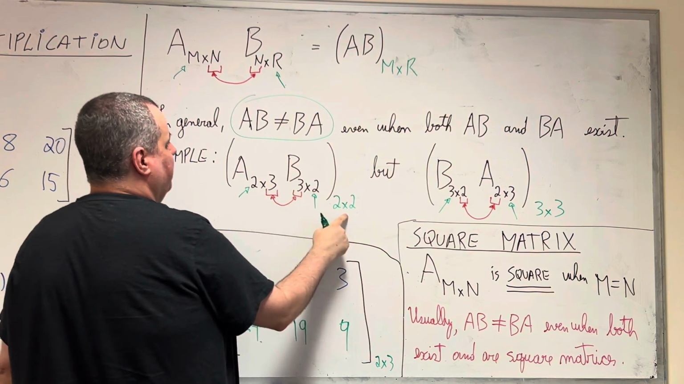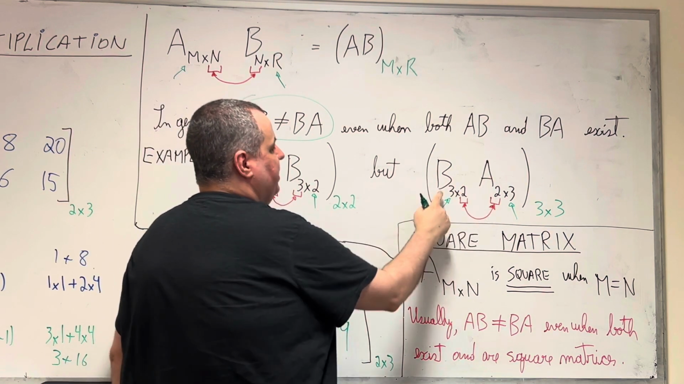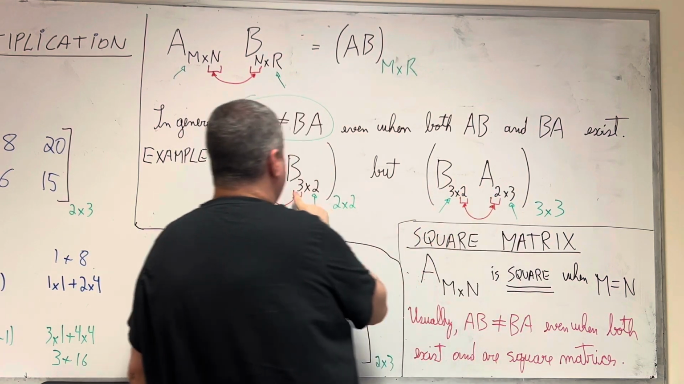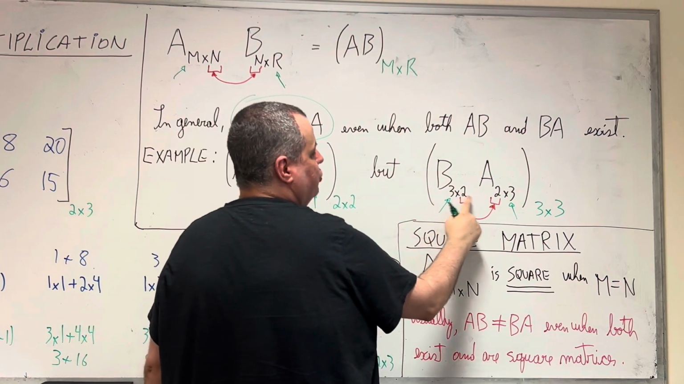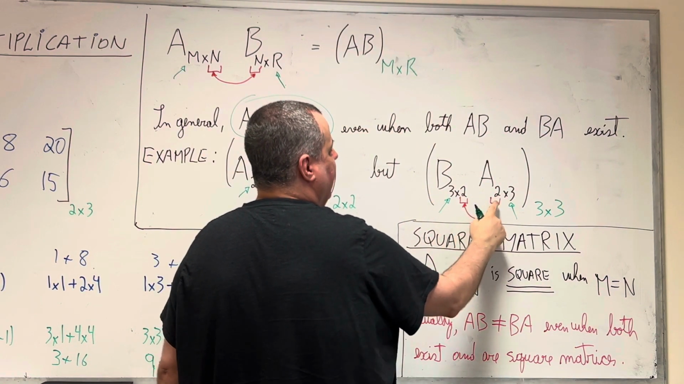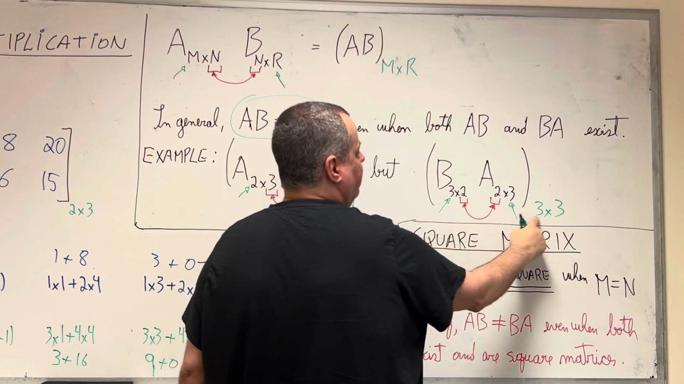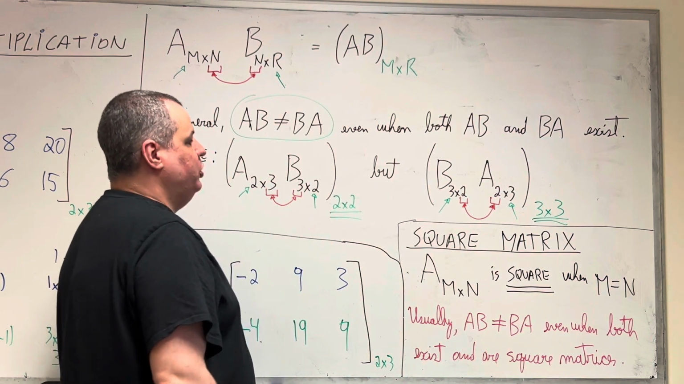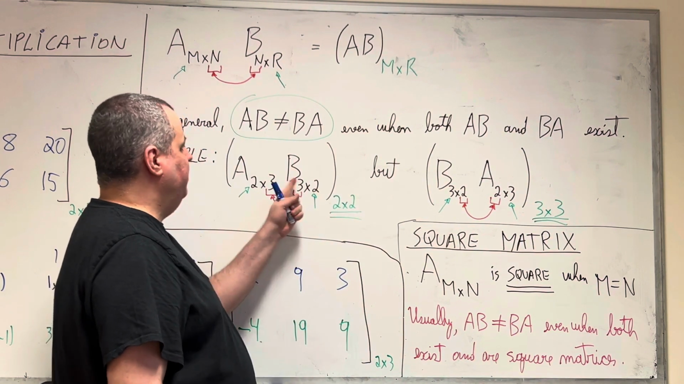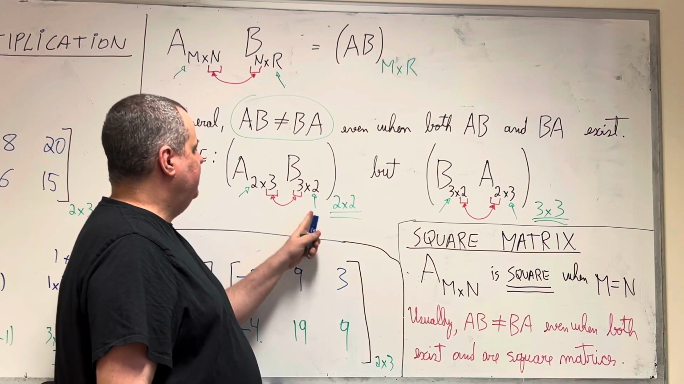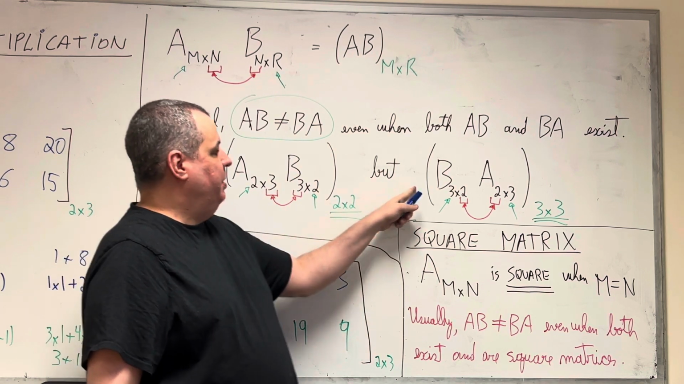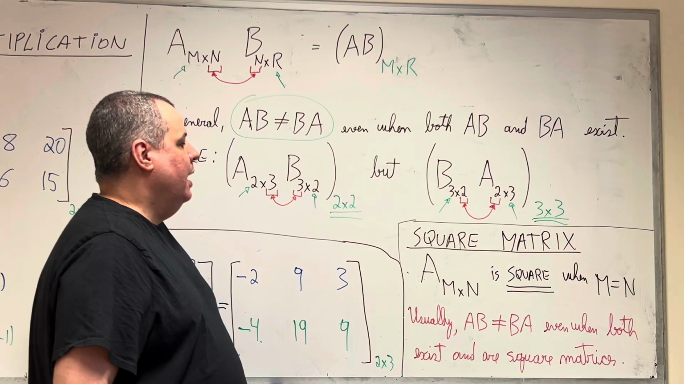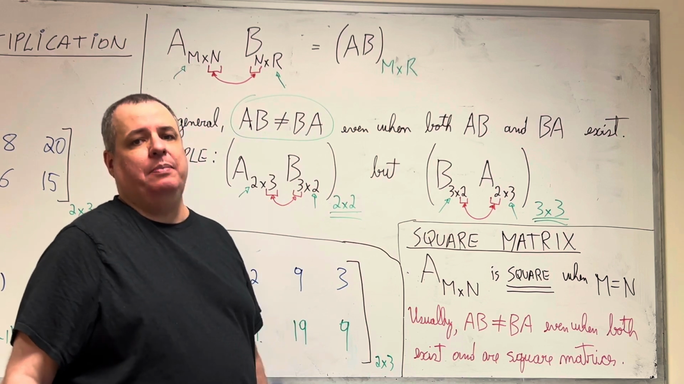Okay, 2 by 2. Can you multiply BA, B on the left now, and A on the right? A is 2 by 3, and B is 3 by 2. So this 2 equals to that. So yes, you can multiply, but the result now is going to be a 3 by 3 matrix. So this here and this here are different dimensions, right? Of course, AB will not be the same as BA. AB is a 2 by 2 matrix. BA is a 3 by 3 matrix. Okay, they're different matrices.